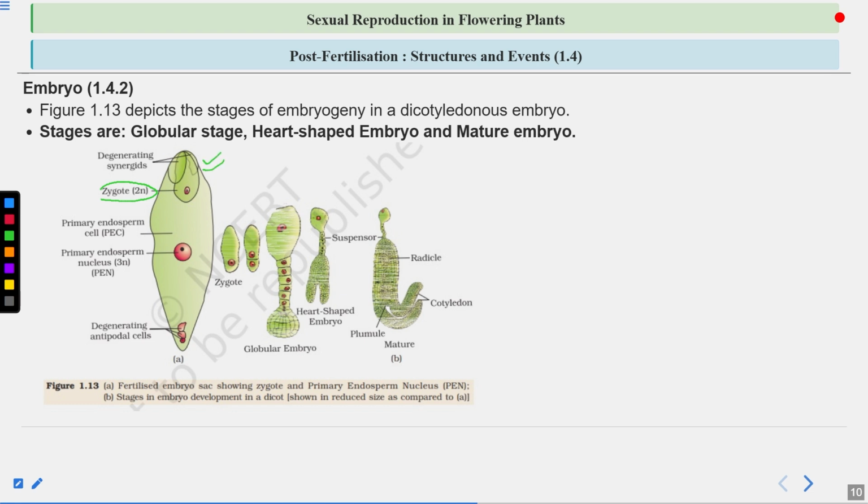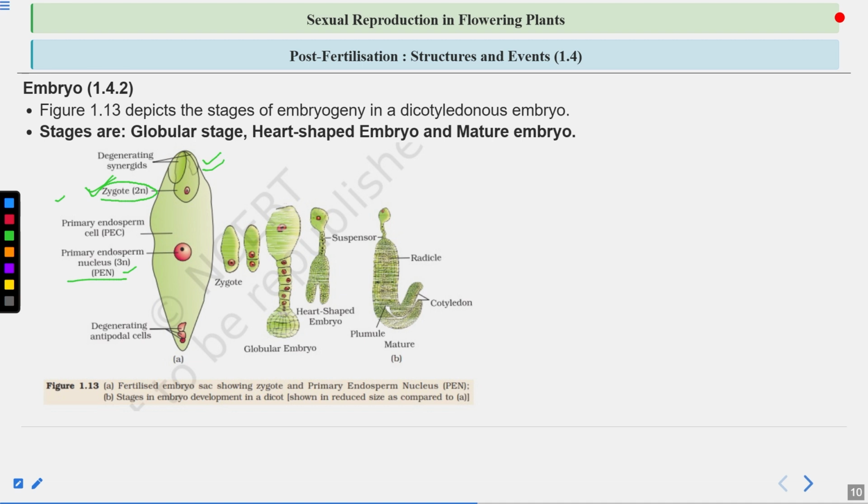Yesterday we have discussed these are the classes of angiosperm. You can say these are the two main divisions of the angiosperm. So this zygote is the result of the fertilization process, and that is the syngamy. And this PEN, primary endosperm nucleus, is the result of the triple fusion, and both are unitedly called the double fertilization that we discussed yesterday.